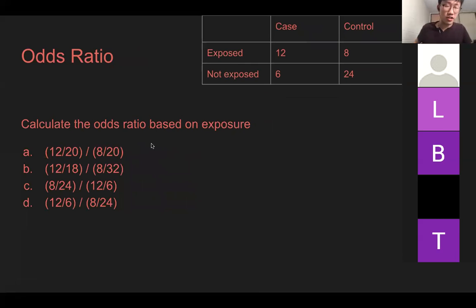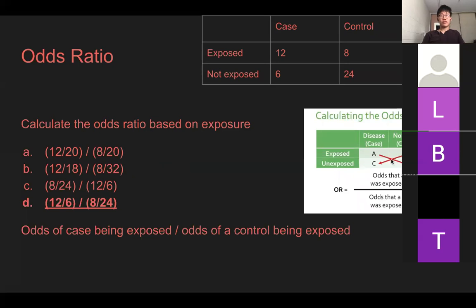And how would you calculate the odds ratio here based on the exposure? So what is the odds ratio? It's the odds of the case being exposed versus the odds of the control being exposed. Yep, and the answer is D. And again, you can use the formula if you want, or you can think it through and work it out.